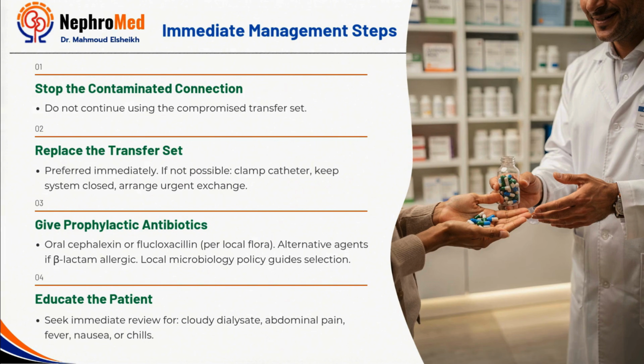So the management can be summarized in 4 actions. Stop the contaminated connections, replace the transfer set, administer prophylactic antibiotics, and provide clear safety net instructions with close follow-ups. That's the approach that prevents a contamination event from becoming a true peritonitis episode.